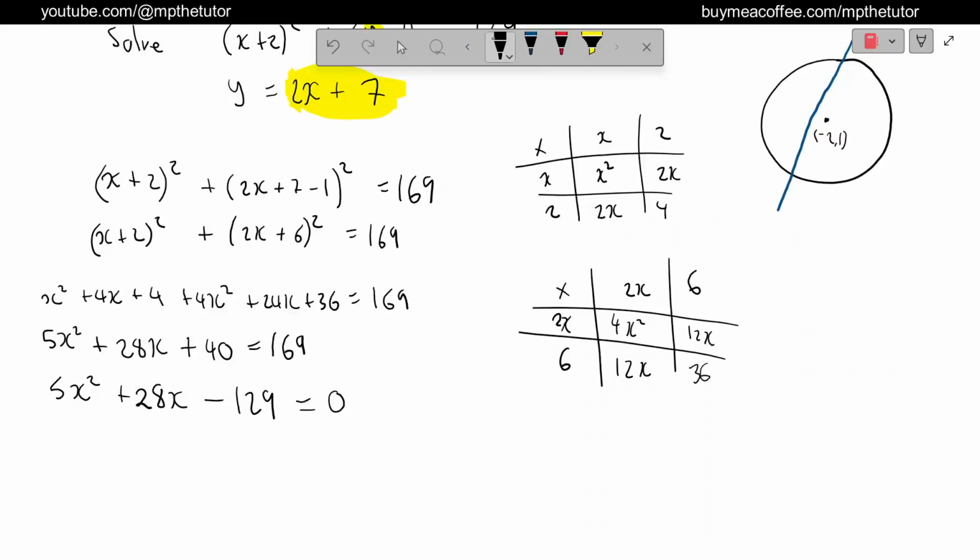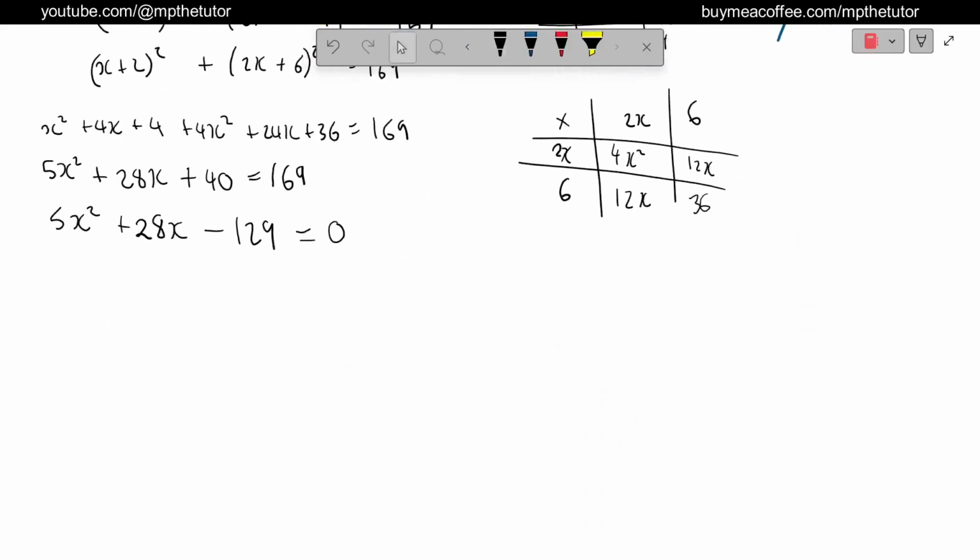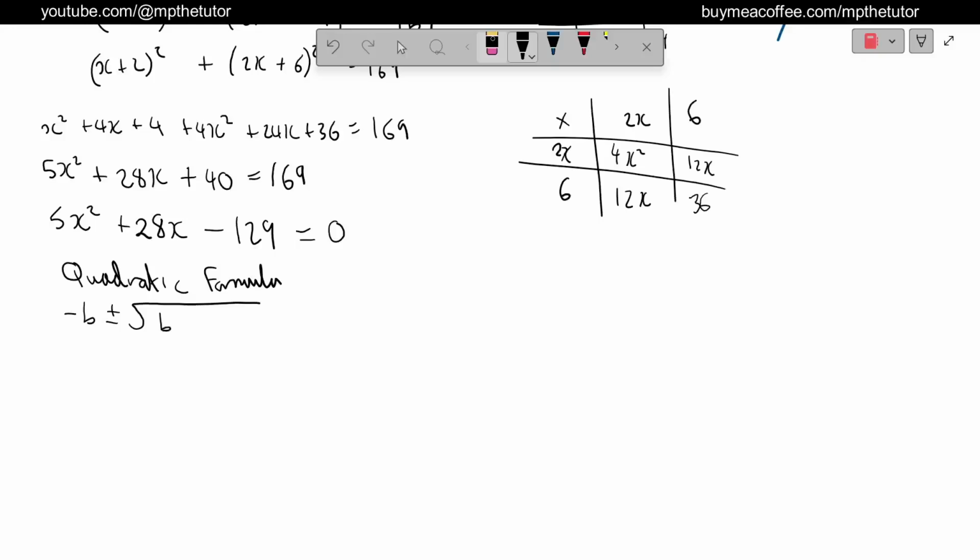The next step in this is to figure out what x is. Now, this probably factorizes, but not with very nice figures. So what we're going to do is use the quadratic formula. And I'm going to put a link in the description towards solving quadratics. So what we have is minus b plus and minus the square root of b squared minus 4ac, all over 2a. Where a in this case is 5, b is 28, and c is minus 129.